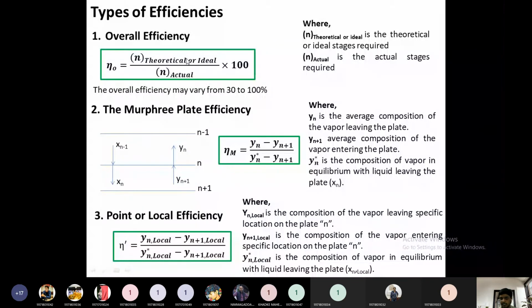N theoretical is nothing but the theoretical plates or ideal plates, or we can say equilibrium plates. Theoretical or ideal plates, ideal stages, theoretical stages, equilibrium stages or equilibrium plates, everything is the same. Then the number of actual plates required for the desired degree of separation is in the denominator. So this is called overall efficiency.